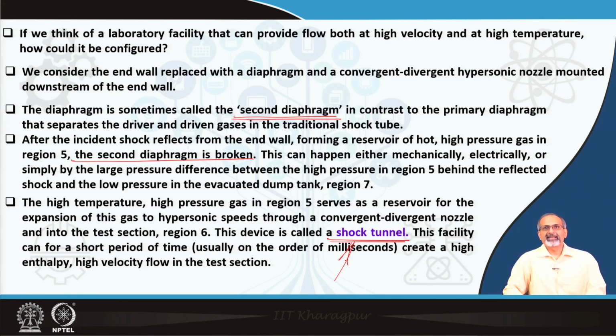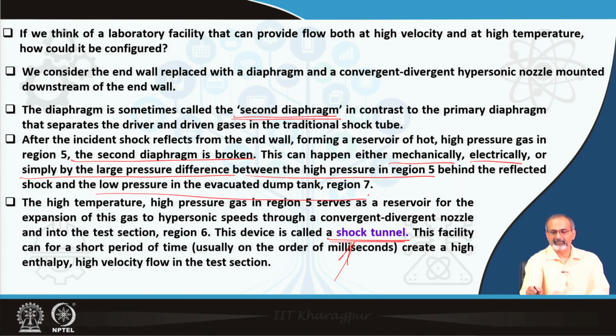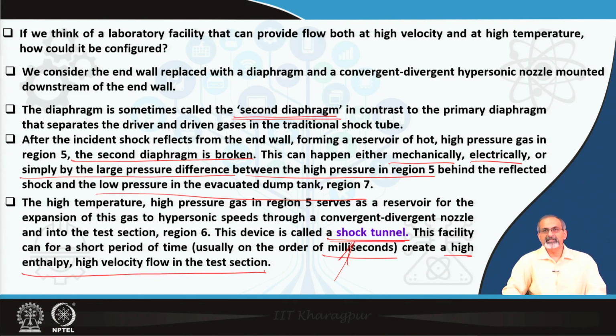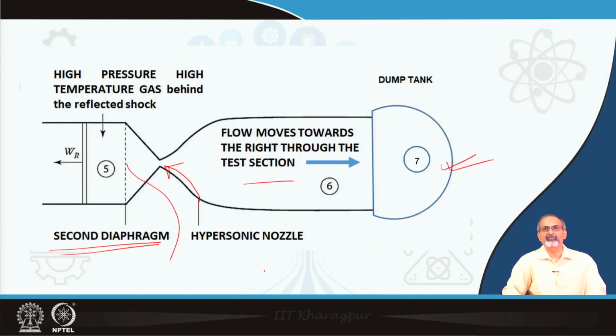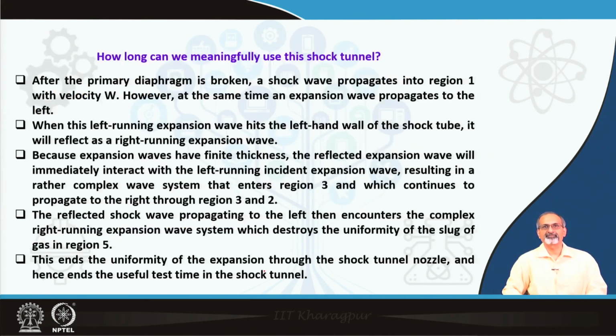So, the rupture of the second diaphragm again can happen mechanically, electrically, or simply by large pressure difference between high pressure in region 5 behind the reflected shock and low pressure in the evacuated dump tank in region 7. And this facility can, for a short period of time, typically of the order of milliseconds, create a high enthalpy, high velocity flow in the test section. So, this is an enormous advantage that one can benefit out of.